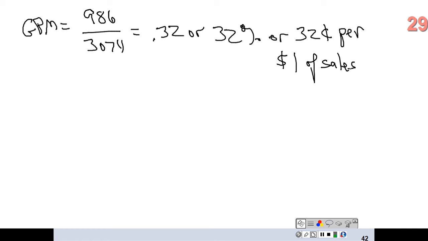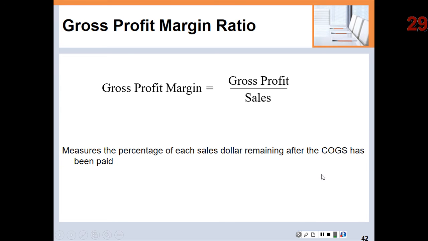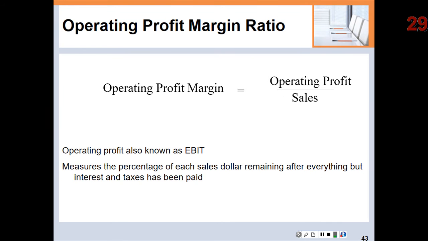Again, good or bad, we really don't know at this point. But, you know, for some industries that might be fantastic. For others, it might not be so good. All right, the next one, operating profit margin, equals operating profit divided by sales. So if we go back to our income statement, we just looked at operating profits earlier. We said that was 418.